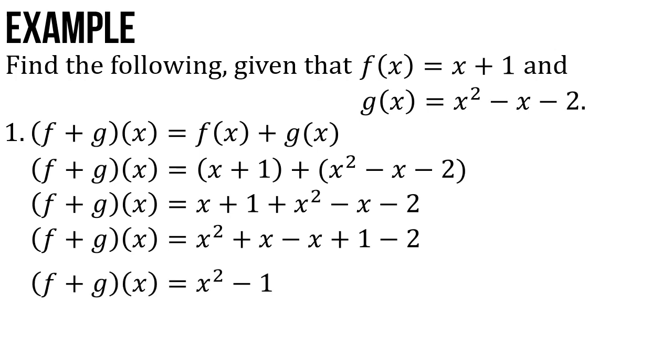So it will become f plus g of x equals x squared minus 1. Because x minus x is 0, 1 minus 2 is negative 1, so we're going to have x squared minus 1 here. So this is our answer. F plus g of x is equal to x squared minus 1. Any question? Okay. Will we get the same answer if we're going to express it as g plus f of x? The answer is yes. G plus f of x will get the same answer because the operation addition is commutative.